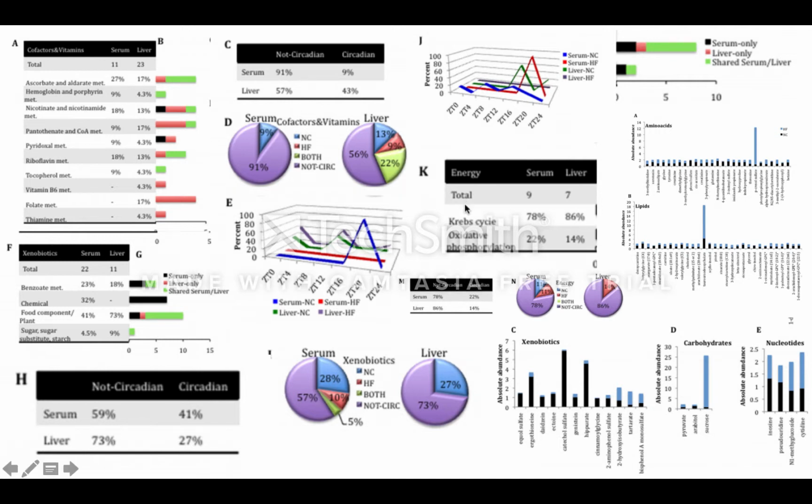Figures K, M, and N show that the energy metabolites remained unchanged in both normal condition and the high-fat density diet condition, suggesting that these are critical for survival and remain constant, even under nutritional challenge like the high-fat density diet. A, B, C, D, E, all the way to the right here, just summarize all of the serum metabolites affected by the high-fat density diet.